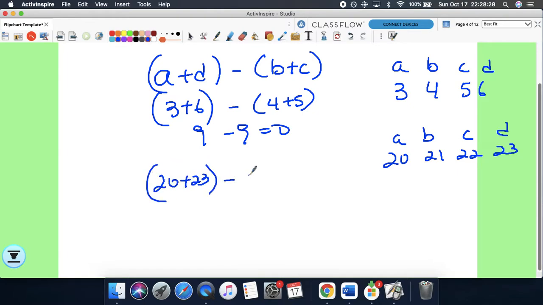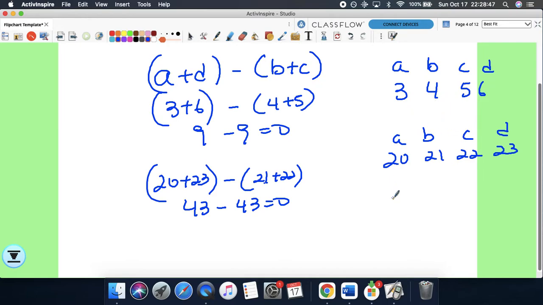I'm going to subtract 21 plus 22, right, which is B plus C. 20 and 23 is 43. Minus 21 plus 22 is 43. And that equals 0. So will that always happen? It says always with a question mark. Is that always 0? Well, it works so far.